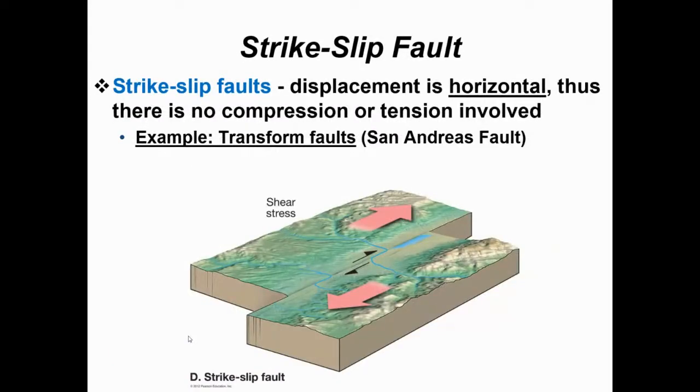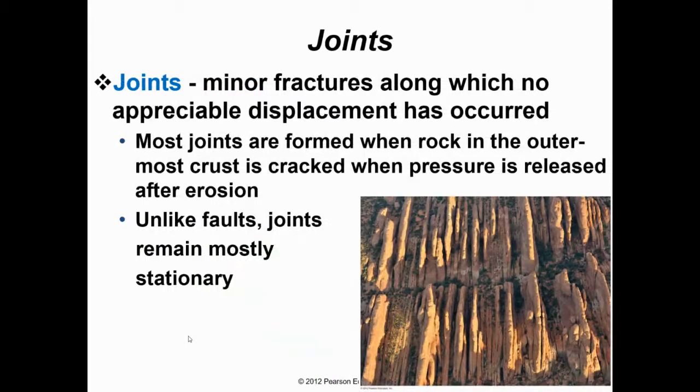And then lastly is the strike slip fault. So those are transform faults. Again, the displacement is horizontal. So plates aren't crashing together and they're not pulling apart. Okay, so that's a look at faults.